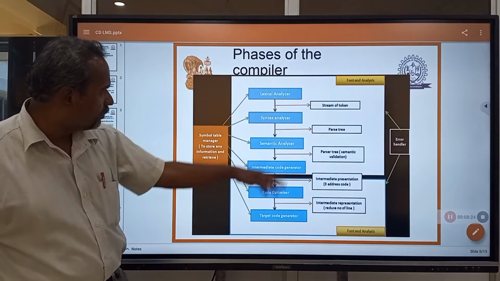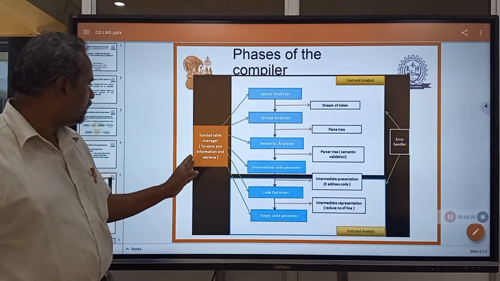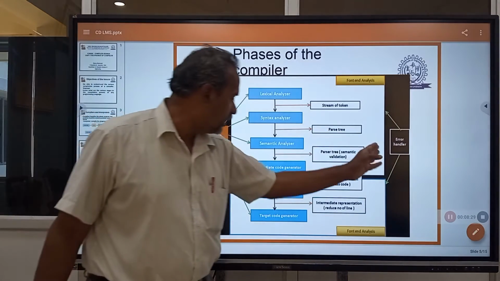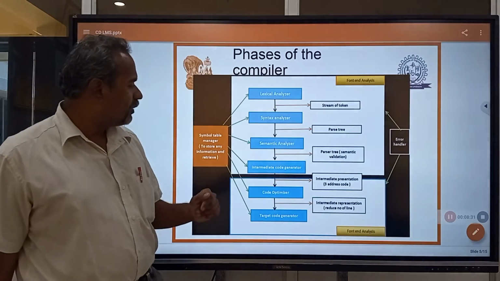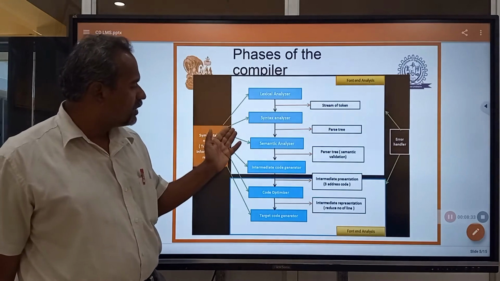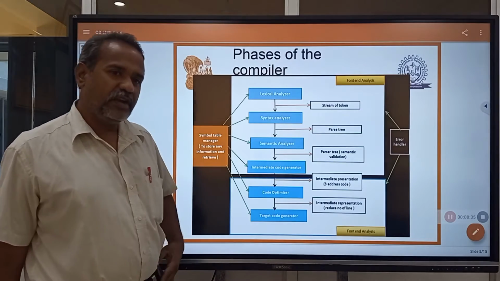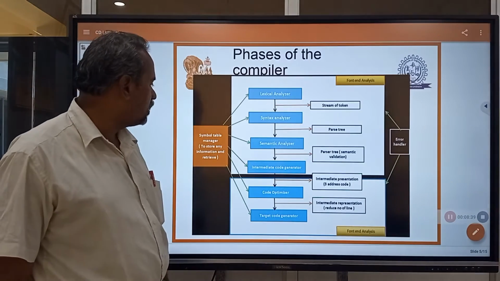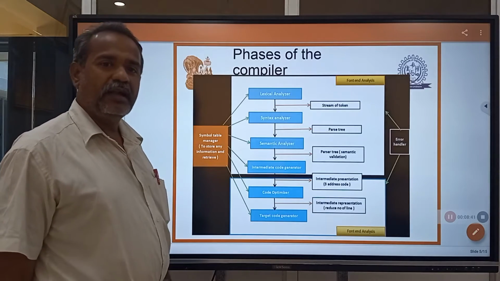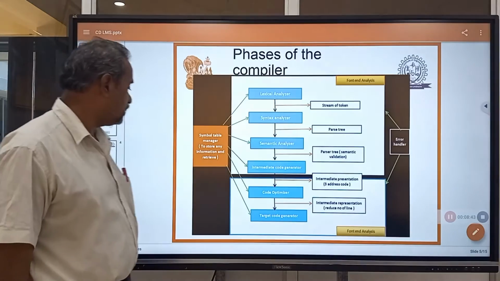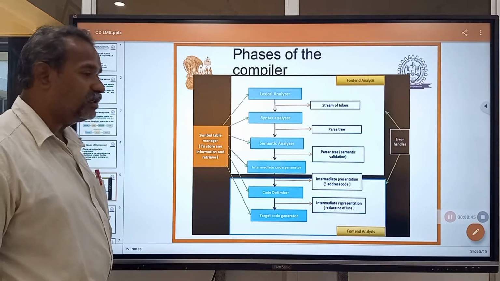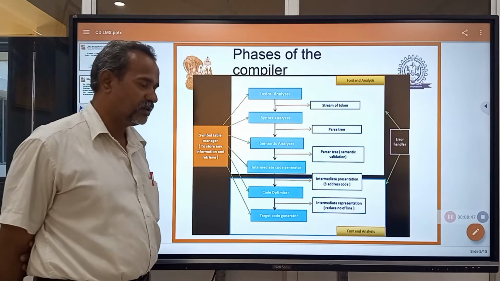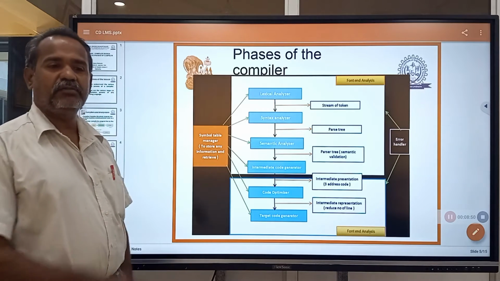The phases of the compiler, followed by the compiler being linked with the symbol table and an error table handler. So again, the compiler is divided into two phases, front end and back end. What are the front end phases? Lexical, syntax, semantic and then intermediate. And the back end phases are code optimization and then target code generator. See the diagram very well.